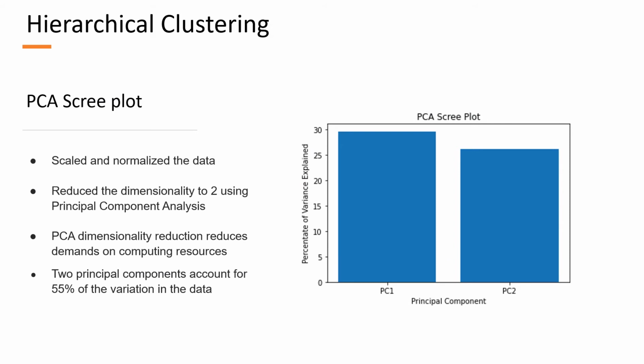Thank you, Rabia. For this data set, we also performed a hierarchical clustering analysis. Hierarchical clustering creates a hierarchy of clusters. For the analysis, we first scaled and normalized the data, then reduced the dimensionality to 2 using principal component analysis. The PCA scree plot indicated that the two principal components account for 55% of the variation of the original data.